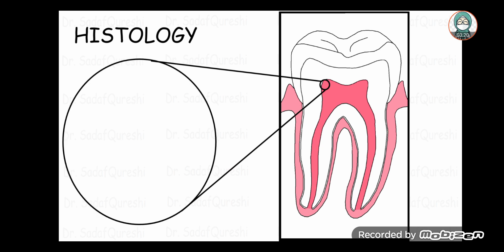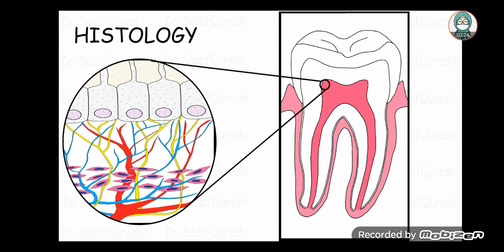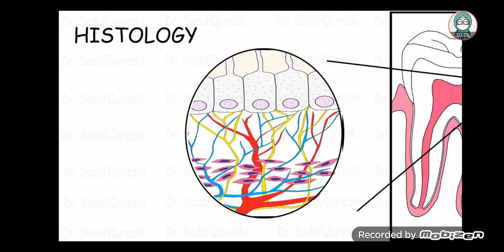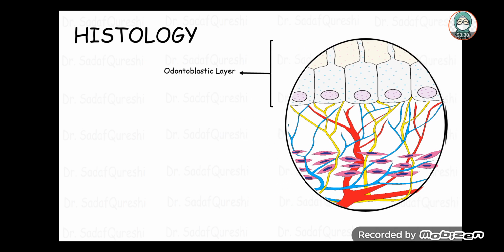Histology of dental pulp. If we take a section of dental pulp, we will see a structure like this. And if we look at this structure, we will see that it has different layers or different zones. The outermost layer or outermost zone is called the odontoblastic layer. Then it has the second layer or second zone, that is called the cell free zone. It is called cell free zone because there are relatively no cells present there.